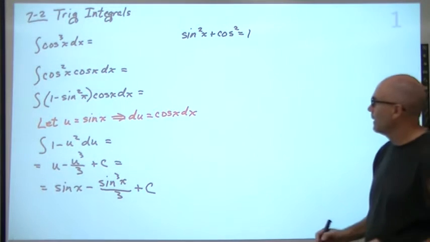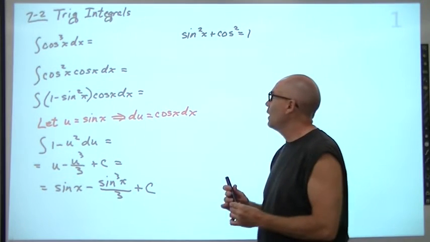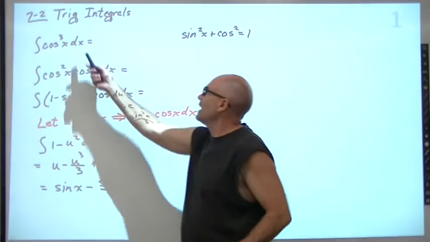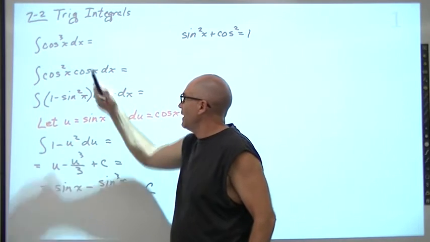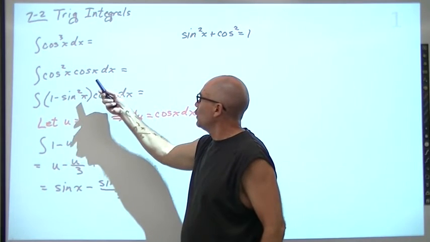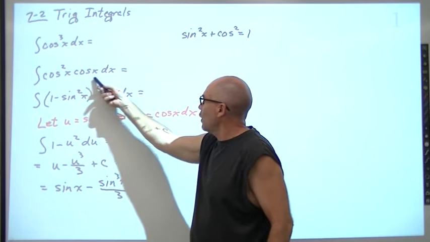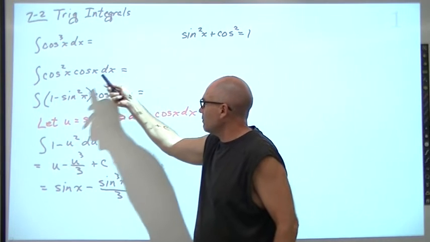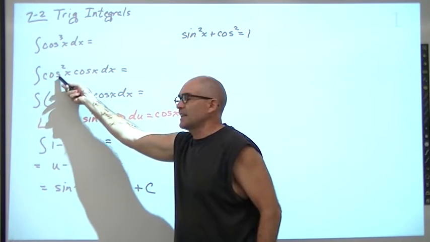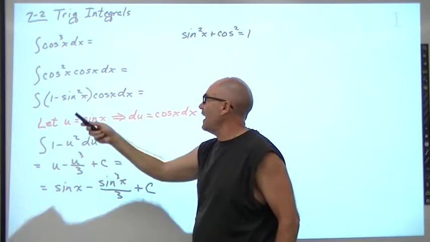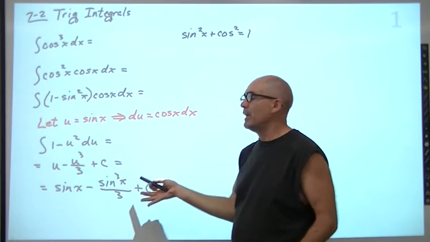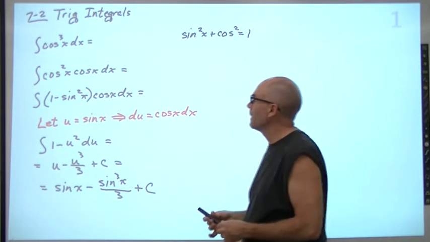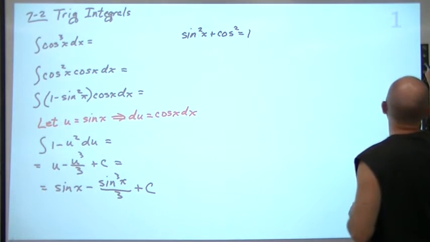Notice, though, what I found when I had an odd power on cosine is I could squirrel away a cosine x dx, change what's left of cosine into sine, and now I have my u substitution, and bam, there we are. Okay, cruising onward.